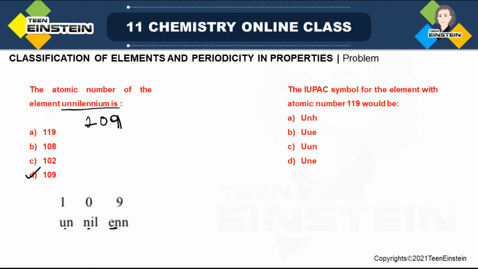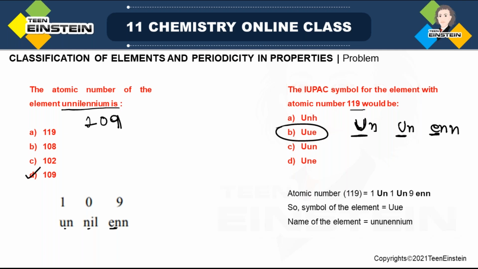Next problem, the IUPAC symbol for the element with atomic number 119. Now the number is given, you have to write the symbol, not the name. Now 119, that means it is un, then again un, and for 9 we know it is, sorry, enn. It should be U, then U, and then E. So UUE, that is present in this option.